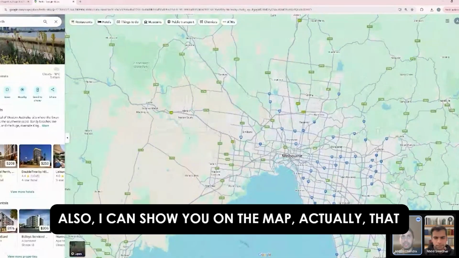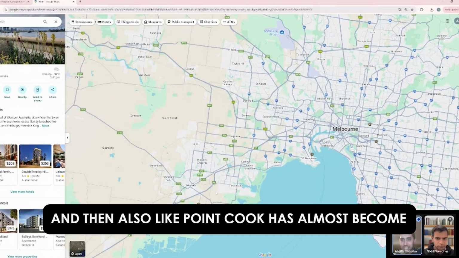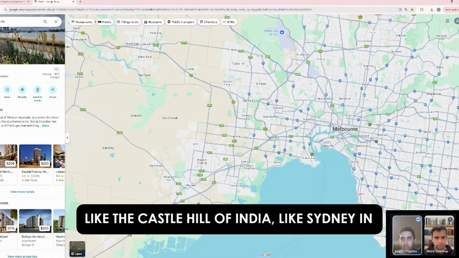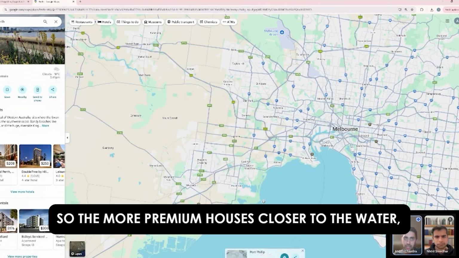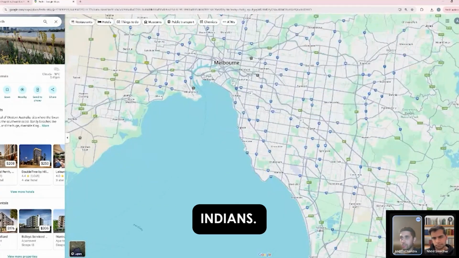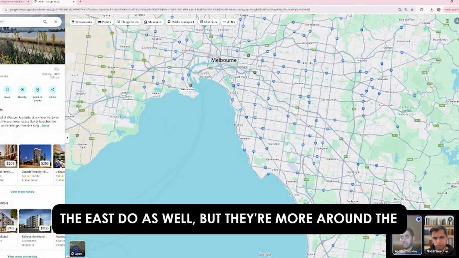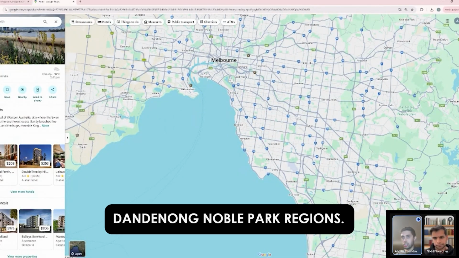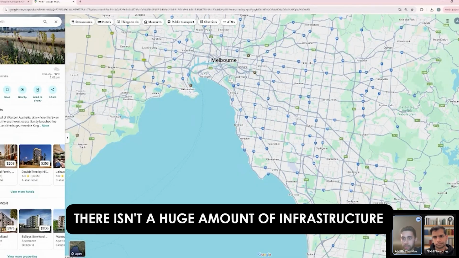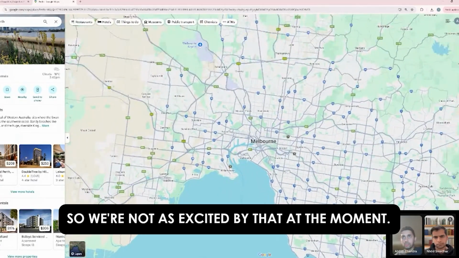Also, I can show you on the map, actually, that might be easier. So this Melton region has lots of Indians. And then Point Cook has almost become like the Castle Hill of Melbourne. The more premium houses closer to the water, again, have a good Indian influence there. And then Werribee and others also have lots of Indians. So pockets of the West do have Indians. Pockets of the East do as well, but they're more around the Dandenong, Noble Park regions. They're already fully developed. There isn't a huge amount of infrastructure investment going on there yet, so we're not as excited by that at the moment.